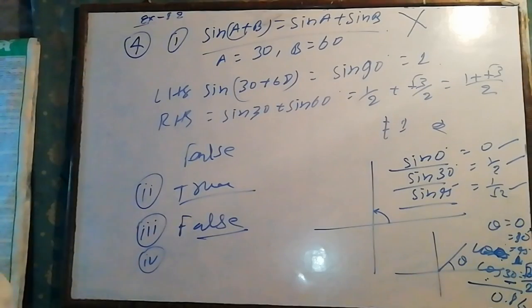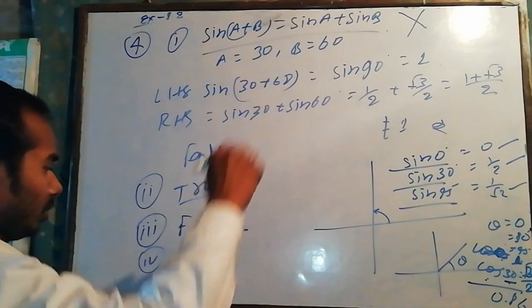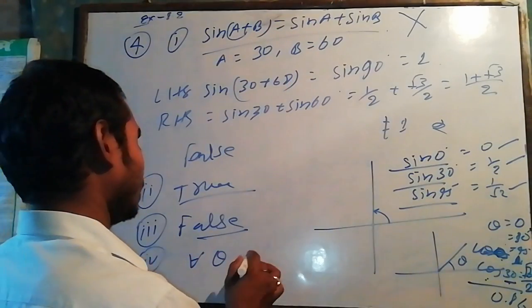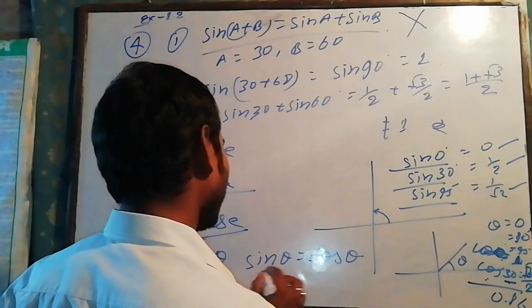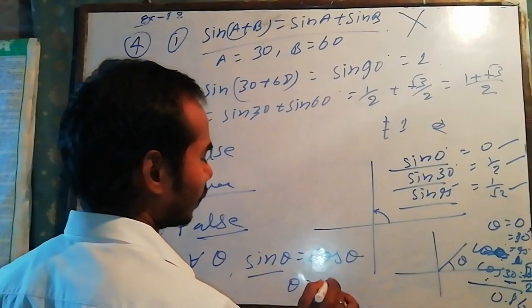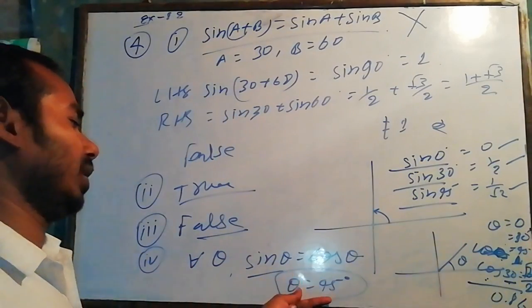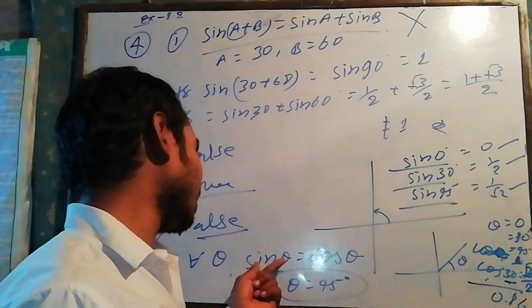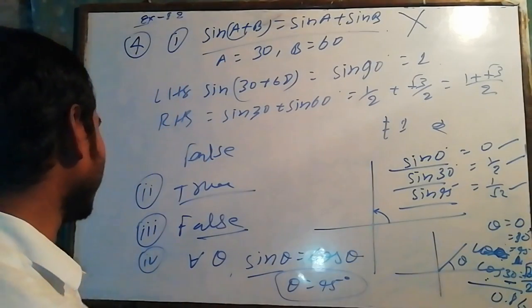In fourth number, sin theta equals cos theta for all theta. It is given that for all theta, sin theta equals cos theta. No, only theta equals 45 degree, in the first quadrant. So at 45 degree sin theta equals cos theta, not for all values of theta. So it is false.